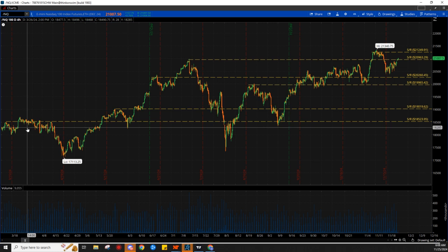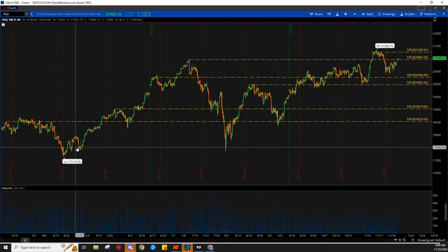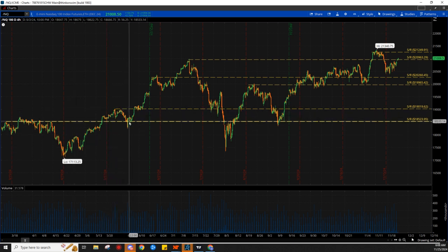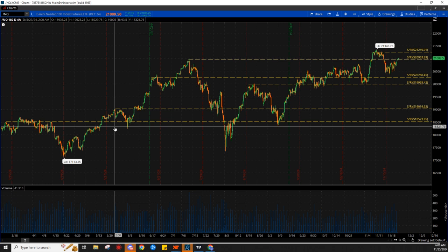See? Bam. Having a tough time. Rejected. Rejected. Coming back up. Used it as support. Came up here. Rejected. Tried to do it again. Rejected. Still use this area as support. Because remember, it's a zone. It's not the exact level. It's just a zone.